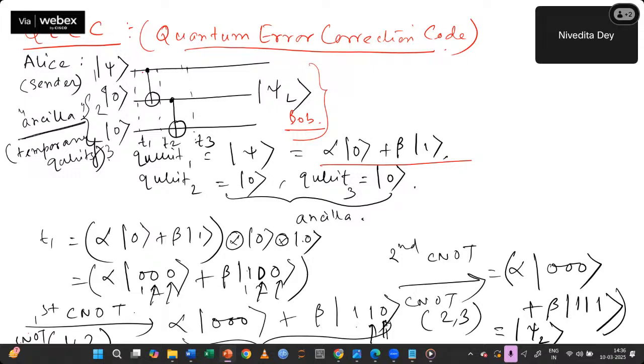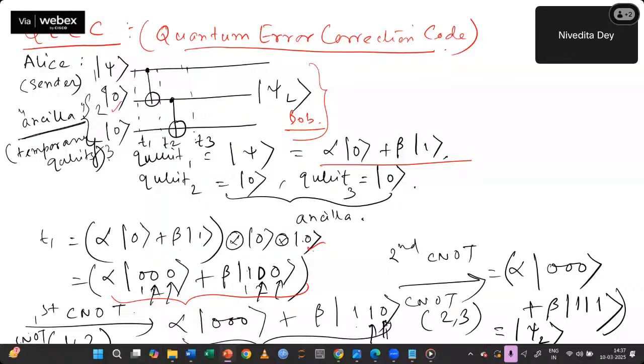So at T1, and these are two CNOT gates. At different time instances, T1, T2, T3, what is the status of the quantum states? Now we want to calculate that. At T1, it is alpha ket 0 plus beta ket 1, tensor product with the second qubit 0, tensor product with the third qubit 0. So here it will be alpha 000 plus beta 100. This is a very simple thing.